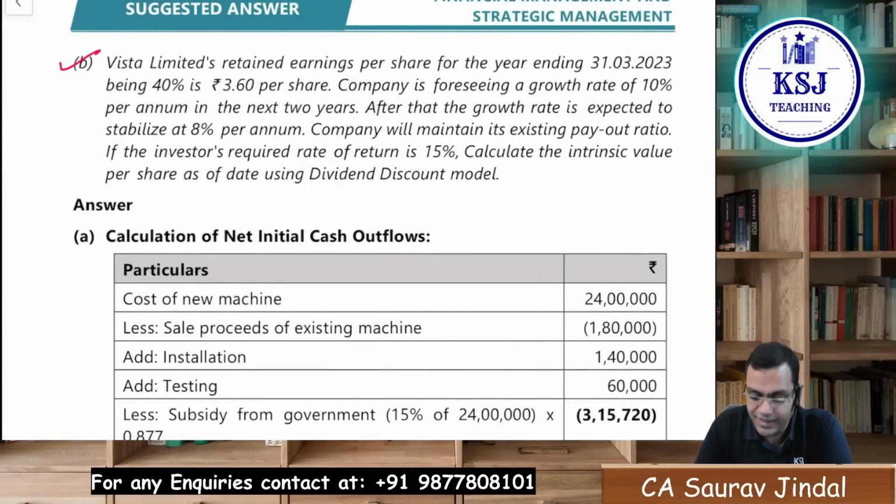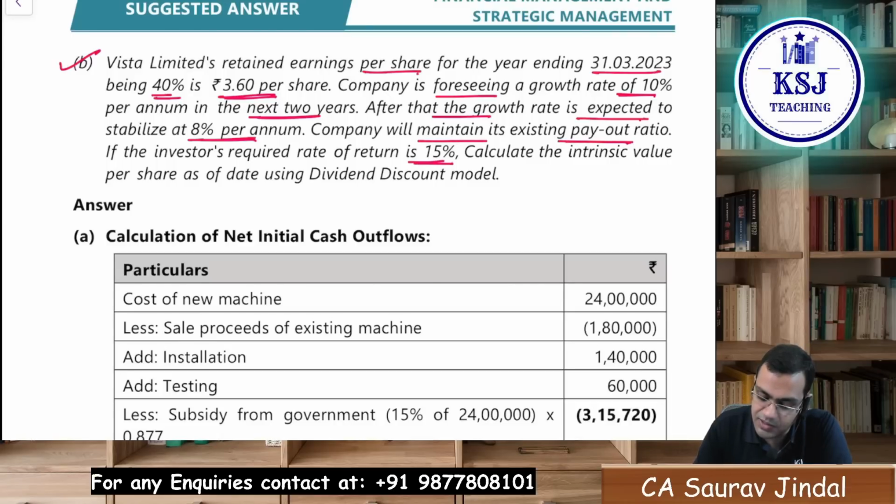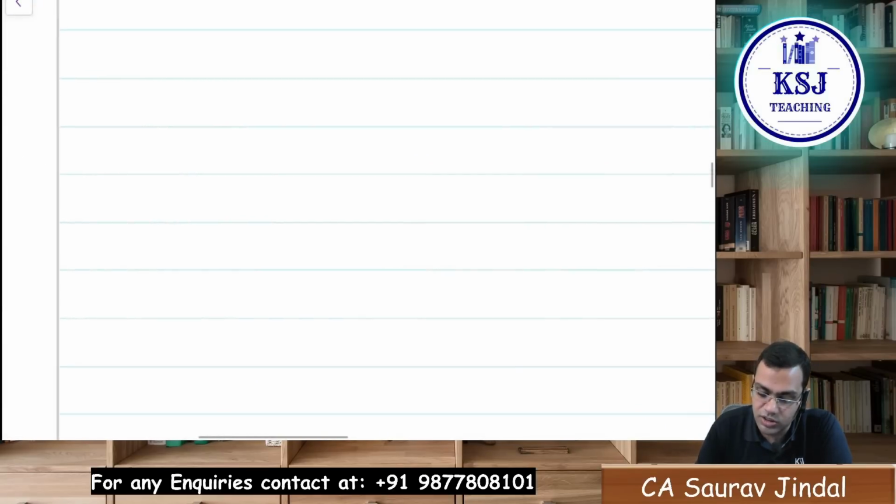Vista Limited's retained earnings per share for the year ending 31st of March 2023, being 40%, is 3.6 per share. It is the retained earnings, right? The company is foreseeing a growth rate of 10% per annum in the next 2 years. After that, the growth rate is expected to stabilize at 8% per annum. The company will maintain the existing payout ratio. If the investor's required rate of return is 15%, calculate the intrinsic value per share as of date using the dividend discount model. Now, what does the question say?